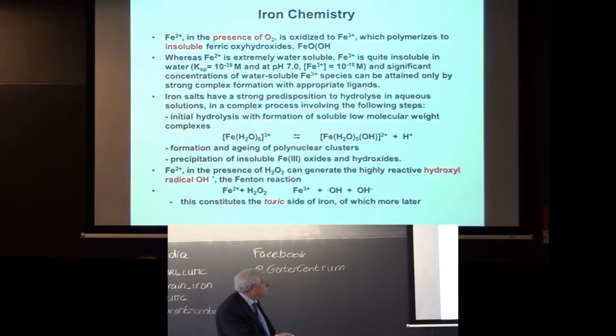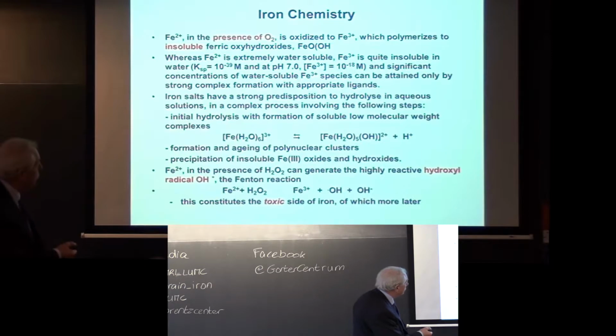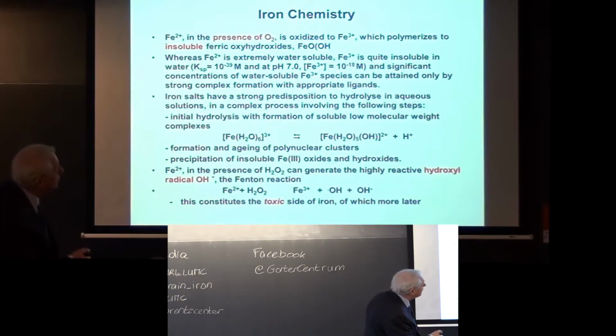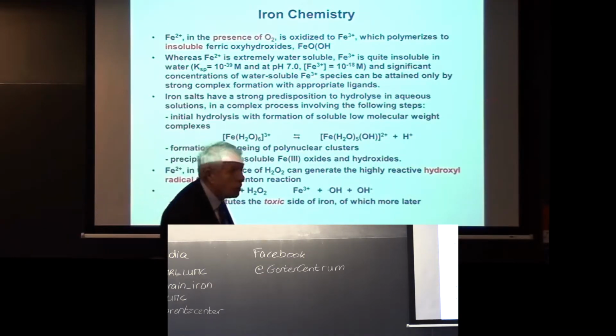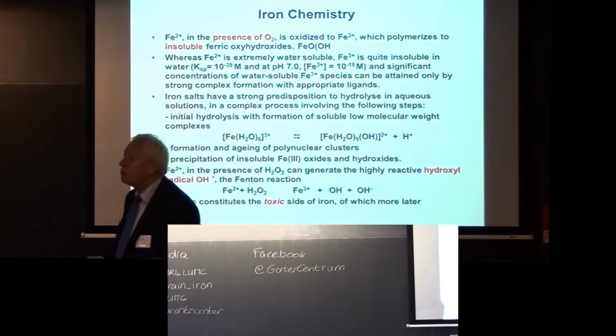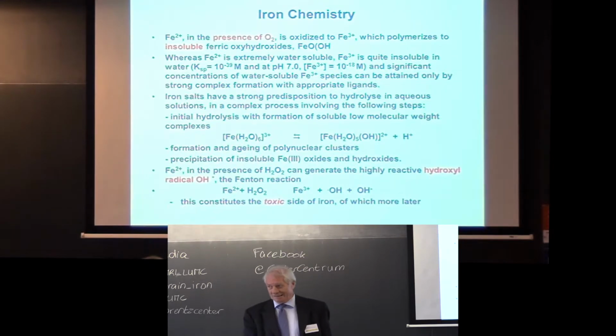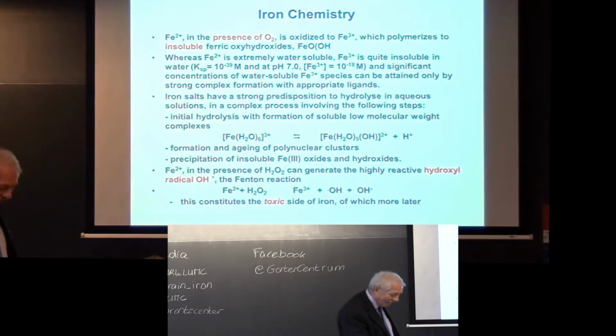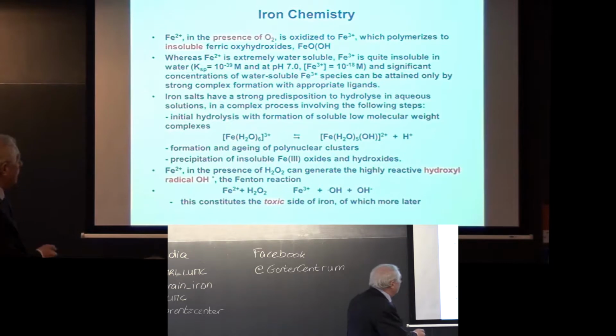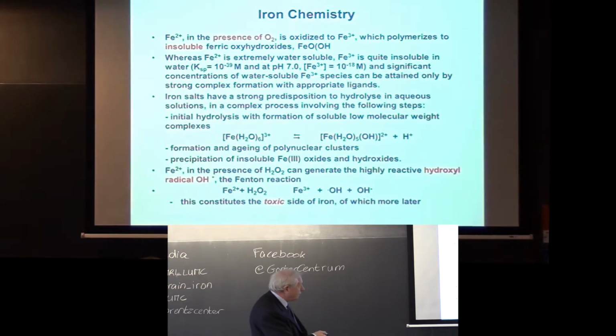The presence of oxygen means that you oxidize iron rapidly. Iron 2 is very water soluble, iron 3 is poorly water soluble. The water solubility of iron 3 is such that you have a concentration of iron 3 in free solution of about 10 to the minus 18 molar, which means that you could swim a long time in the lake over there before you find a single Fe3+ ion. So iron 3 is not readily soluble. Strong iron salts tend to hydrolyze.